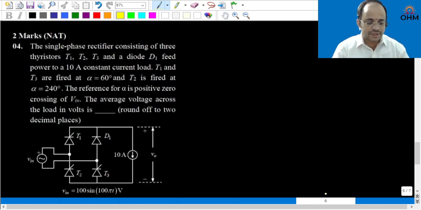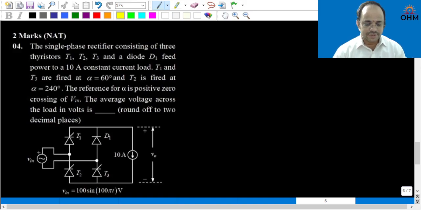Now there is another question here. A single phase rectifier consisting of 3 thyristors. Normally it will have 4 thyristors, but the question is nicely framed with 3 thyristors and 1 diode. It feeds power to a 10 ampere constant current load. T1 and T3 are fired at alpha is equal to 60 degree, and T2 is fired at alpha is equal to 240 degree. So you can also say that T2 is fired at pi plus alpha. Now the reference for alpha is the positive zero crossing of Vin, that is a sinusoidal source voltage.